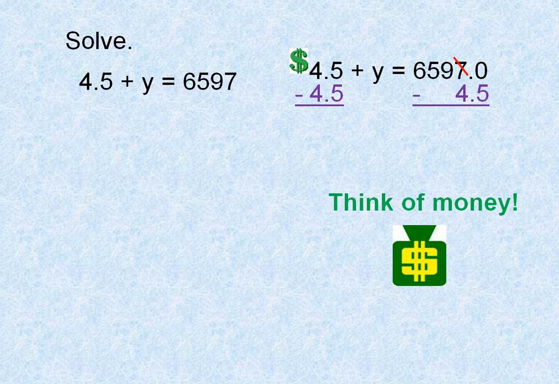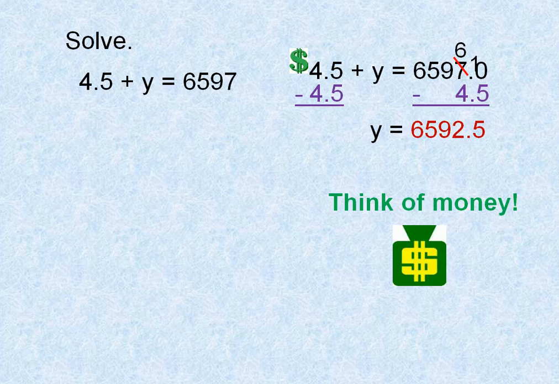All right, when we subtract, we have to borrow. Since we can't say 0 minus 5, the 7 becomes a 6 and the 0 becomes a 10. 10 minus 5 is 5, 6 minus 4 is 2, bring down the 9, the 5, and the 6. So we have 6,592 and 50 cents, if you're thinking of money.